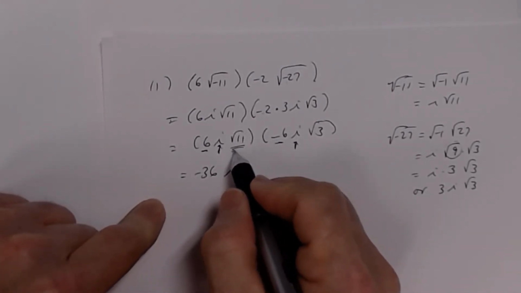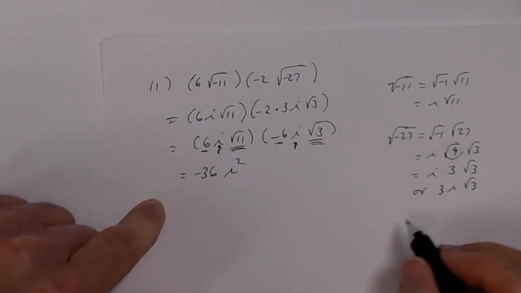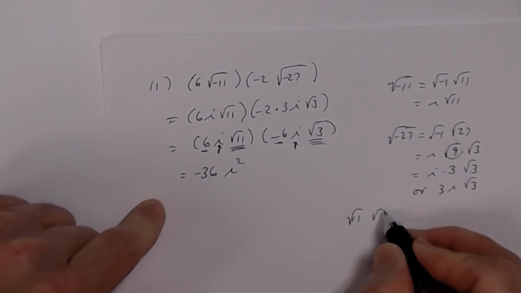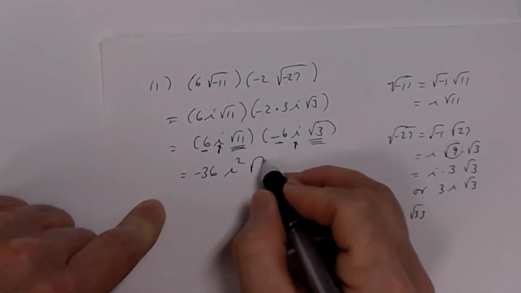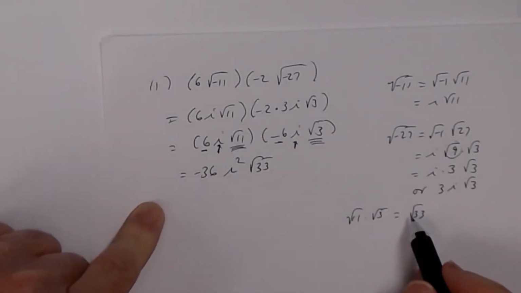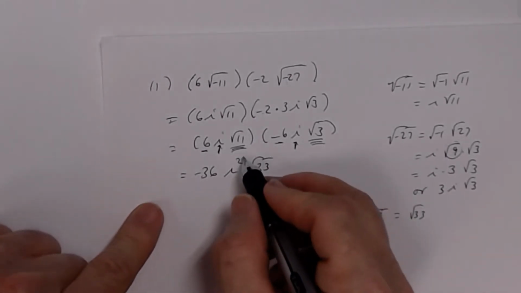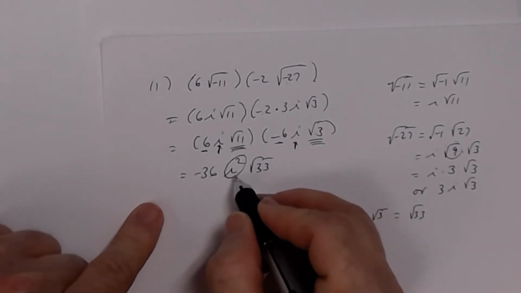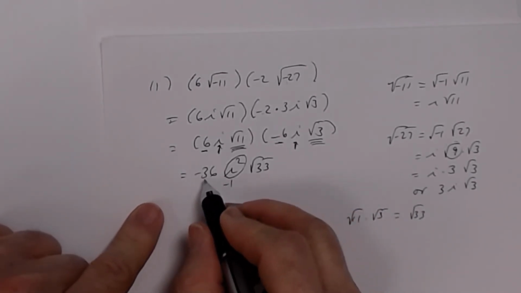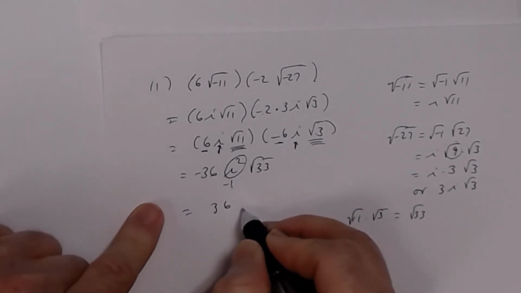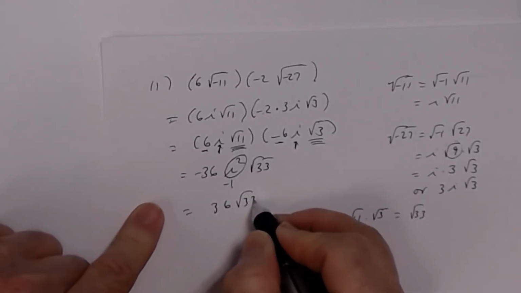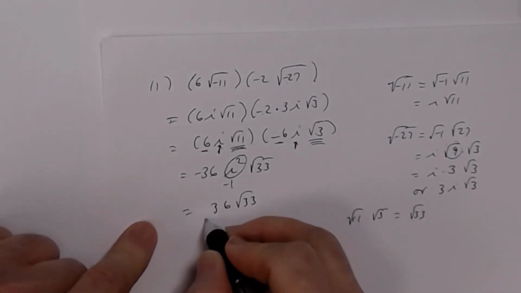The square root of 11 times the square root of 3 is the square root of 33. And I cannot simplify the square root of 33. But I can simplify this i squared. So i squared is negative 1, okay? And so negative 36 times a negative 1 is a positive 36 square root of 33. All right, so there's your answer.